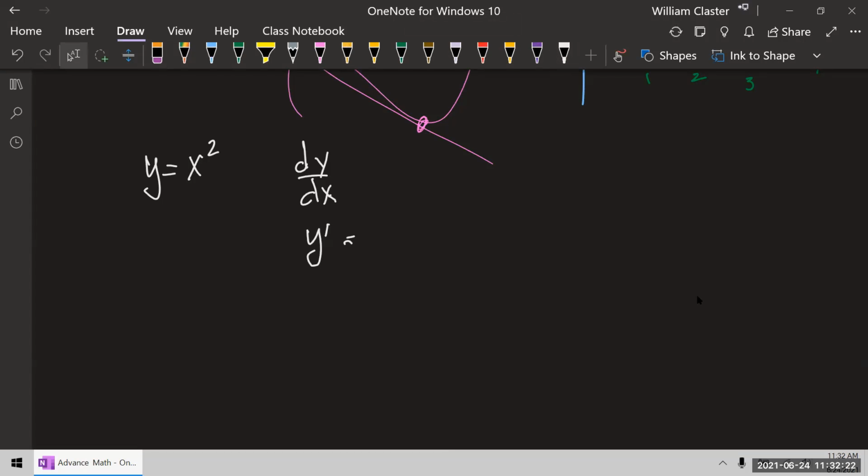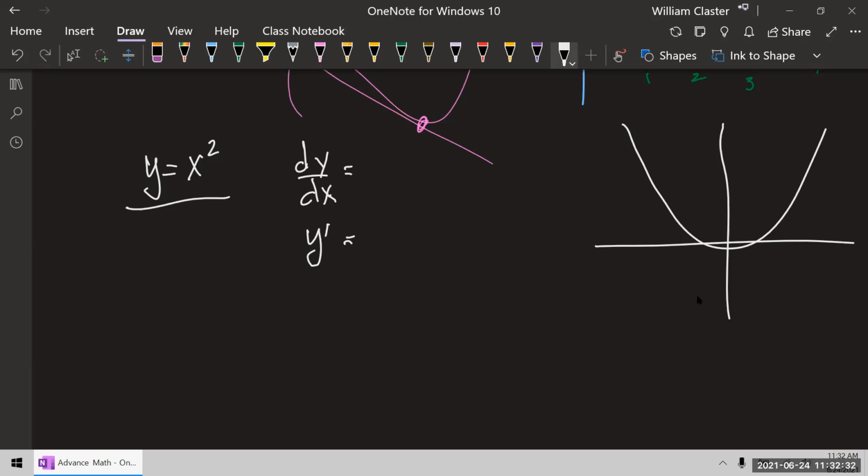And that is a formula that will tell us the slope. So remember, we're trying to know the slope, let's say, of this function, which looks like this. And we're going to have a formula. Now, the formula, in this case, for this particular function, turns out to be 2x. So that's going to tell me the slope.